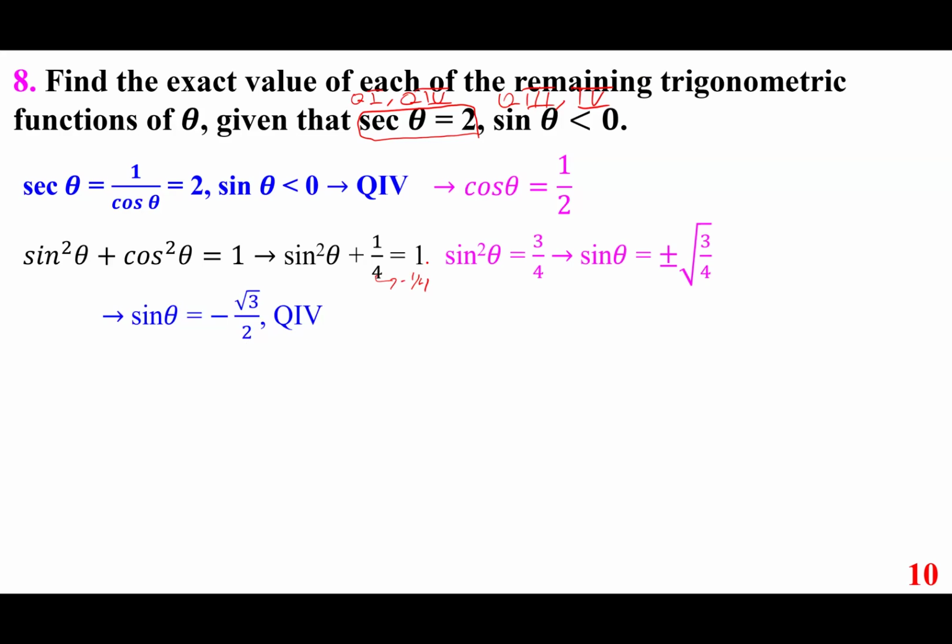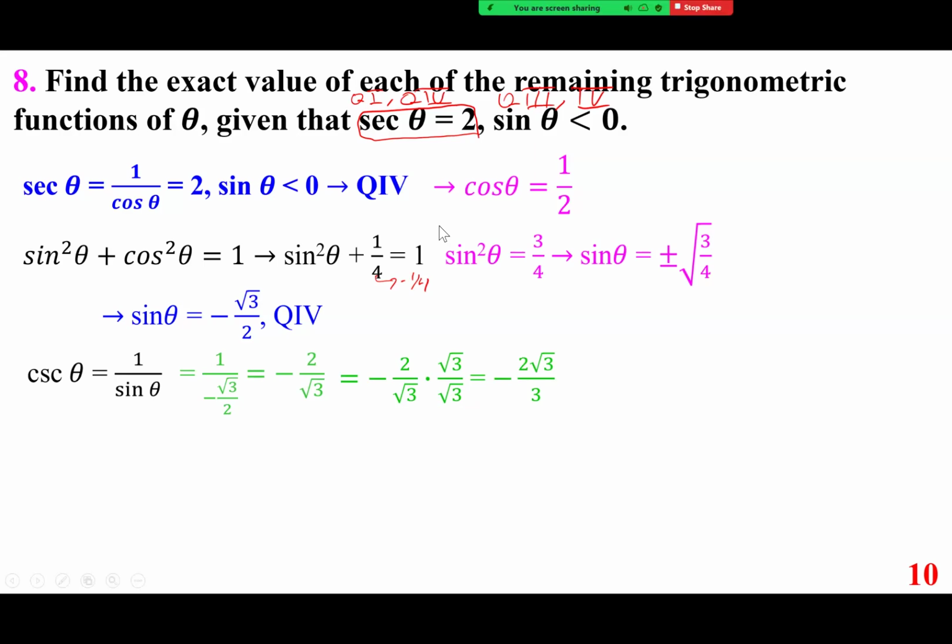Cosecant is the reciprocal of this number, minus 2 over square root of 3. You can rationalize by multiplying by square root of 3 over square root of 3. By the way, this is also a common arc. You can figure out the arc and take it from there, okay?